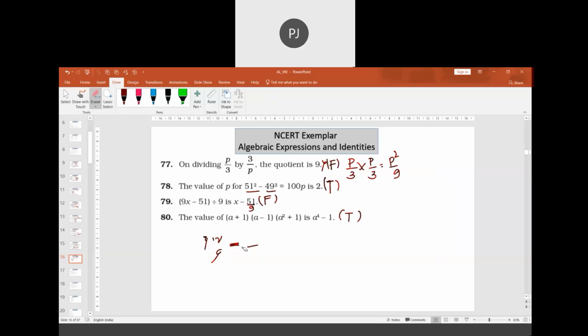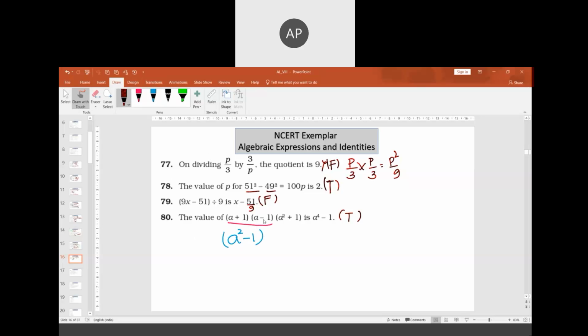Sir, it is true, sir. Why is it true? A into A square, sir, it will become A raised to minus, into plus is minus, sir. Again minus into plus becomes minus, sir. So A power minus 1, sir. I have underlined this: A plus 1 into A minus 1. So it will become A square minus 1.